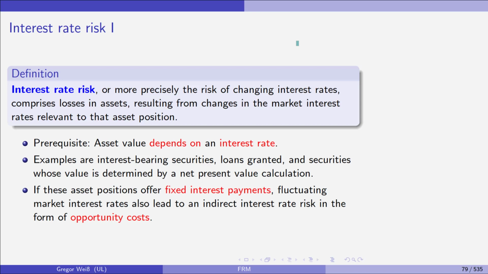bond. So if these asset positions offer fixed interest payments, fluctuating market interest rates also lead to an indirect interest rate risk in the form of opportunity cost.